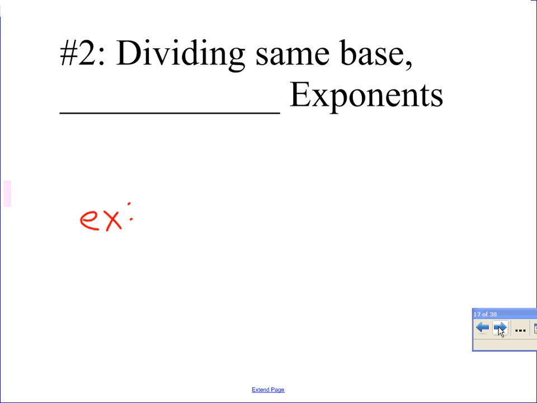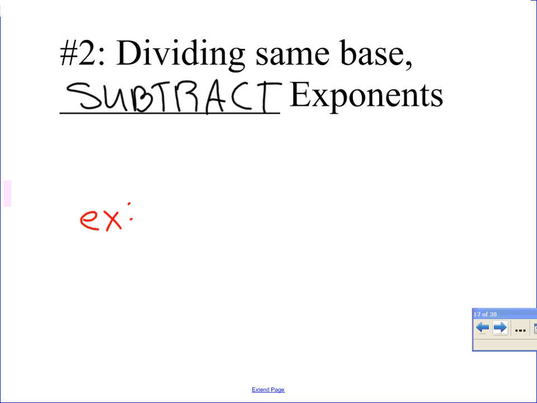Divide same base, blank. So write down number 2 on your paper. Divide same base, and then a line or a blank, however you want to organize your notes. So what do we do? Dividing same base. What do we do with exponents? You're all saying it. Subtract. So you're going to write down subtract exponents. Divide same base. Leave the base the same. Leave the base alone. Subtract exponents.